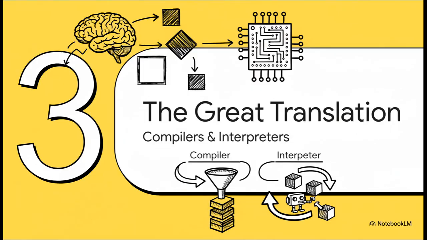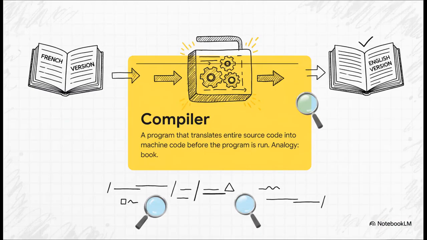And that brings us to the main event, Section 3, the Great Translation. We've got our human-friendly code, and we know the machine needs binary. So how do we get from one to the other? Well, there are two classic solutions, compilers and interpreters. Let's start with the compiler. Think of a compiler like a super thorough translator. You hand them an entire book written in French, they go away, and they come back with a perfectly translated English version.